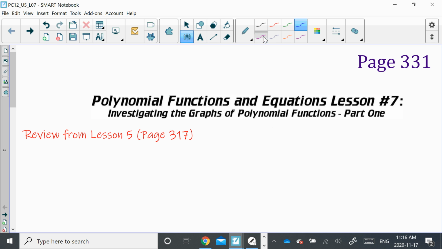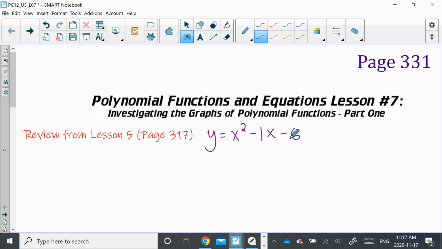So what I want to do is a quick review of a question that we did from lesson 5 on page 317. You have a little bit of room at the top of your page that you could write it down. I want you to write down this equation that we looked at in lesson 5. The equation was y is equal to x squared minus 1x minus 6.